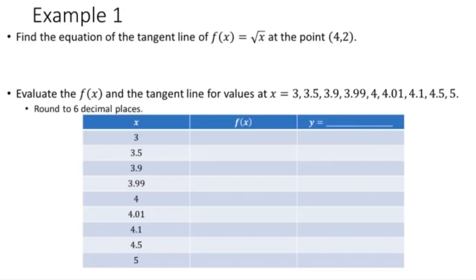Section 4.2, Linear Approximations and Differentials. We're going to start off by looking at an example that illustrates how we can use tangent lines to approximate the value of a function. We'll start by finding the equation of a tangent line of f of x equals the square root of x at the point (4, 2).